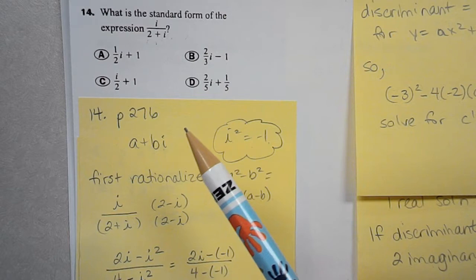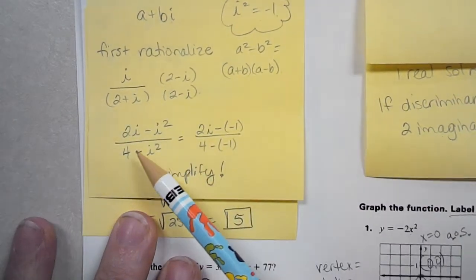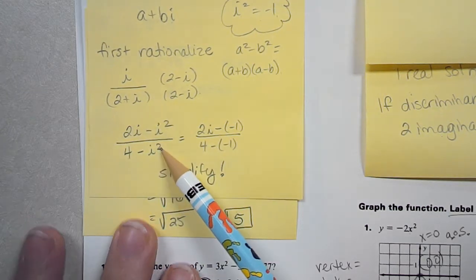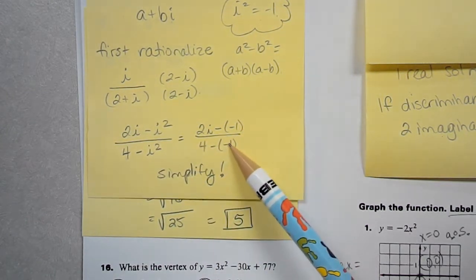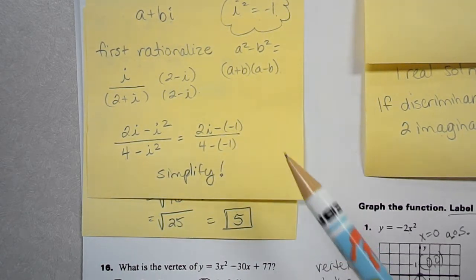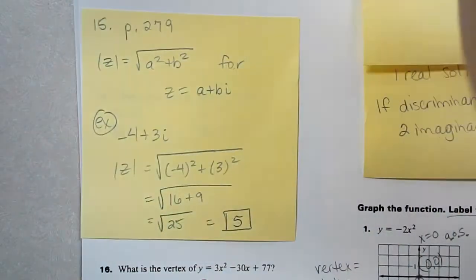You want to try to get rid of radicals and i's. So here's a plus b, a minus b. That conveniently turns into a squared minus b squared, which when you square i squared, you get a negative 1. And whenever you do this, you want to continue to simplify to get the simplest answer possible.